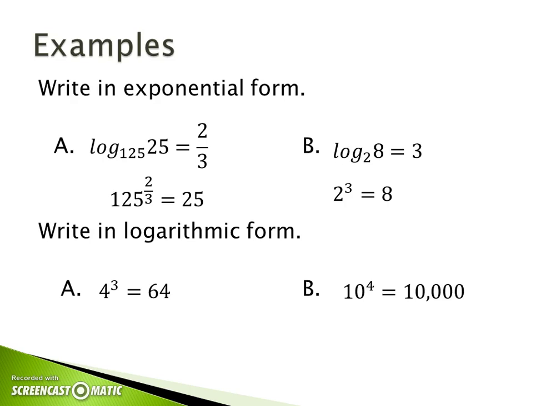To write in logarithmic form, our base is 4, our answer is 64, our exponent is 3. So log base 4 of 64 equals 3. On the next one, our base is 10, our answer is 10,000, our exponent is 4, log base 10 of 10,000 equals 4.